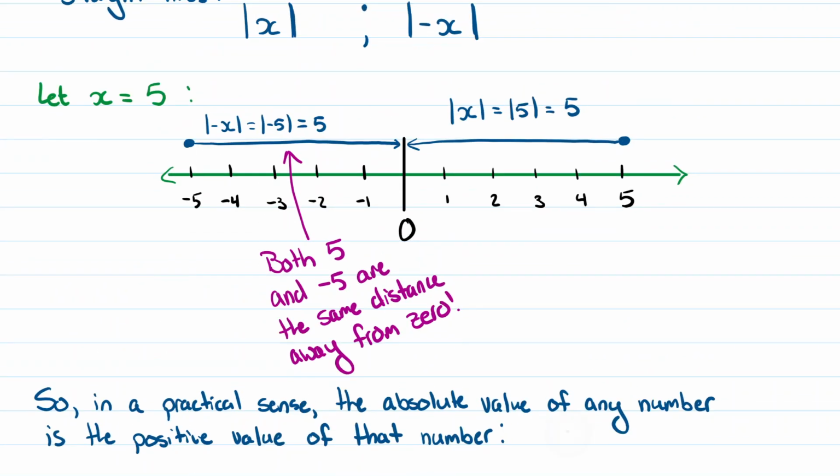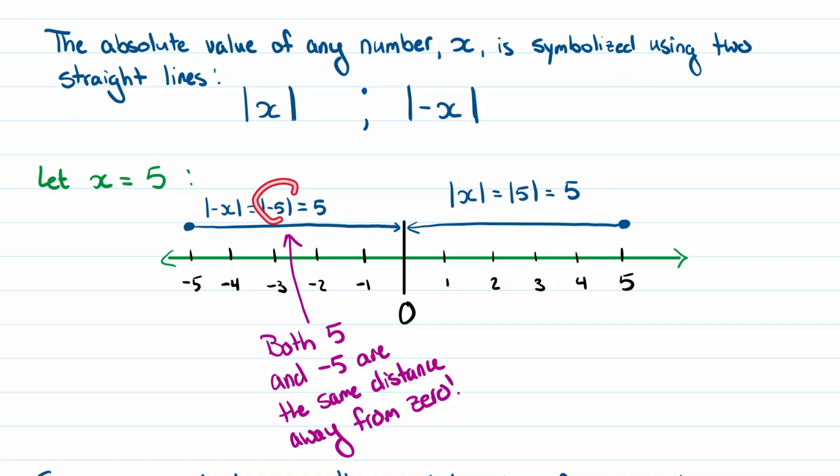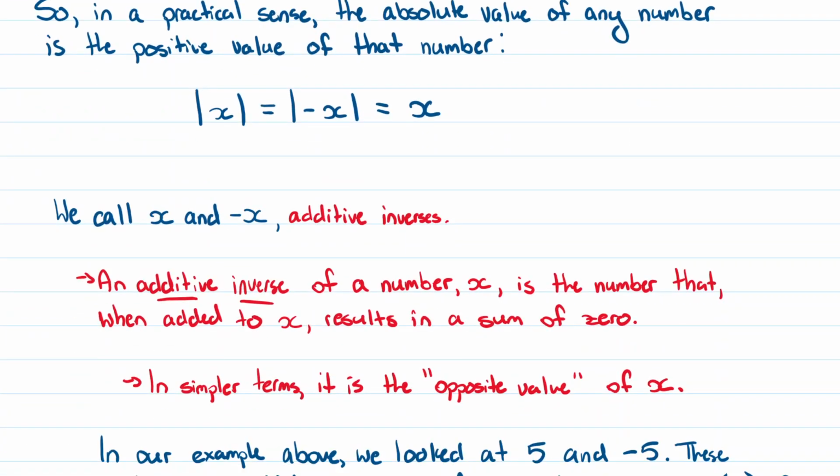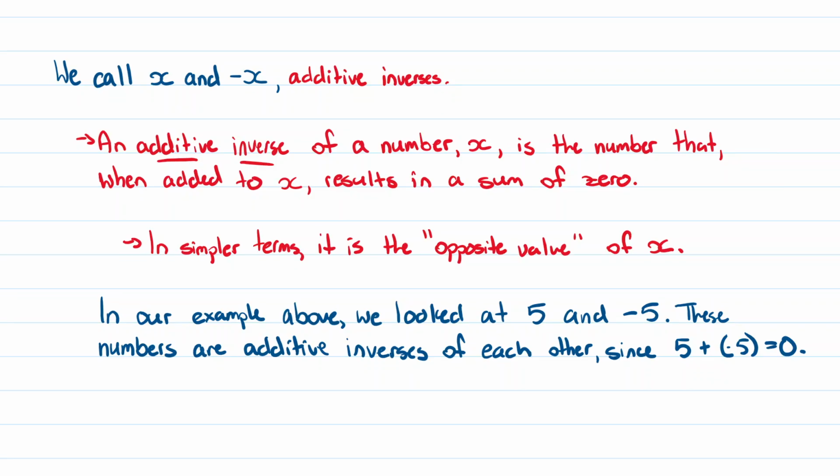And that played out here. So if we take a look, we had the absolute value of negative 5 and the absolute value of 5. Well, those ended up being the same thing, 5. We call those values x and negative x additive inverses. So additive means, of course, you're adding something together. Inverses means opposites in a way. So when we look at an additive inverse of a number x, it's the number that when we add it to x, we're going to get a sum of 0.